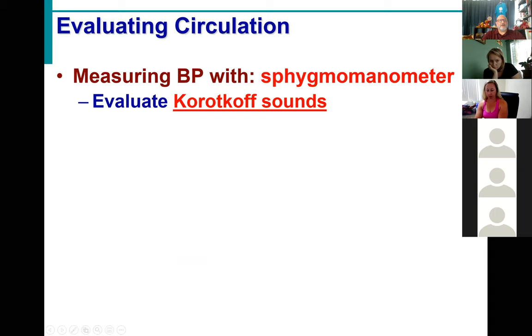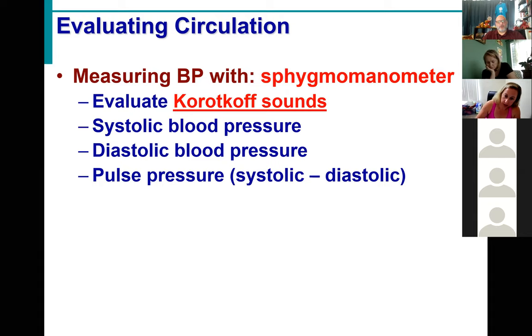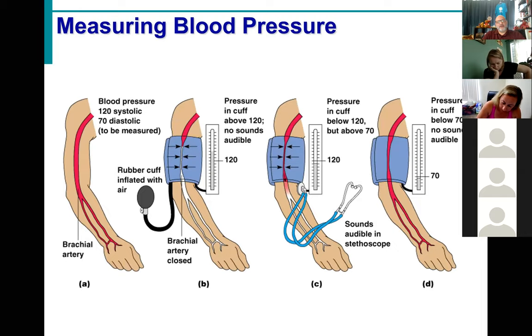Cardiovascular sounds are that whooshing sound that you use your sphygmomanometer to differentiate, to tell the systolic and the diastolic blood pressure. And then of course, once you have those, you can calculate your pulse pressure, which would also allow you to calculate your mean arterial pressure. And if you didn't like my illustration, here's the pretty picture from the textbook that shows this process as well.